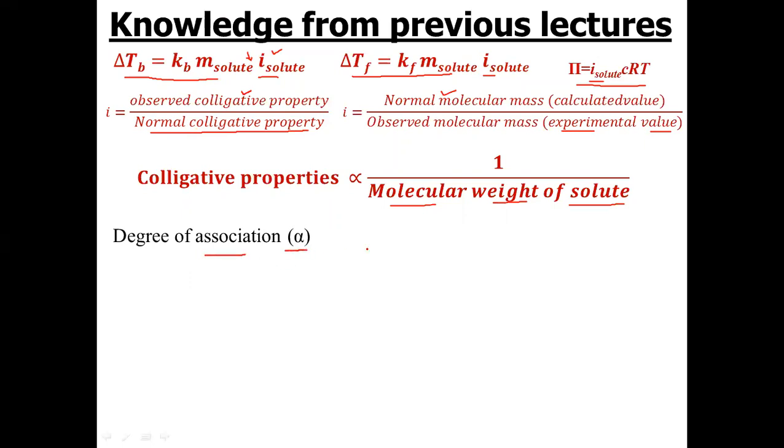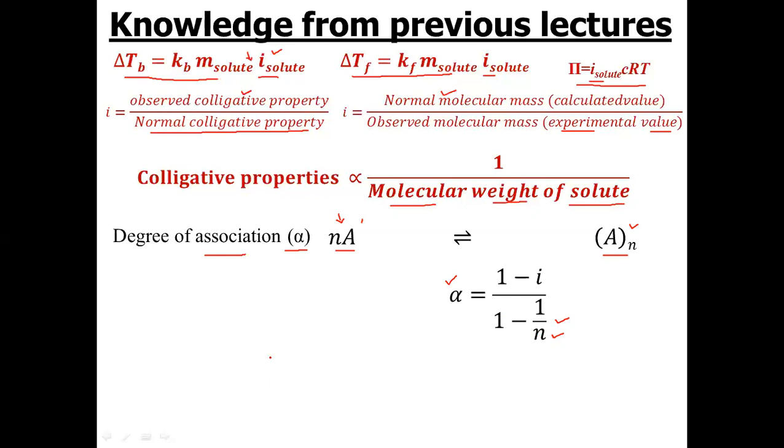Then we saw how the iota can be used to calculate the degree of association for molecules that associate. We discussed a general case that if n number of molecules of any compound A associate to give a single molecule A_n, then the degree of association is given by (1 minus iota) divided by (1 minus 1/n), where n is 2 for a dimer, 3 for a trimer, 4 for a tetramer, likewise.